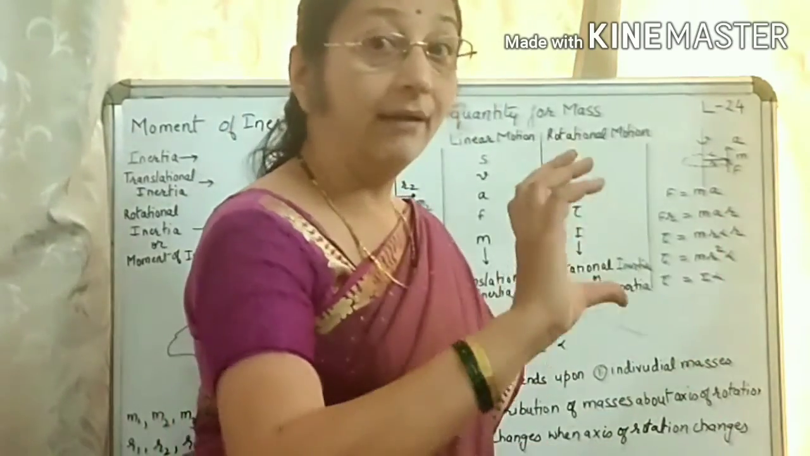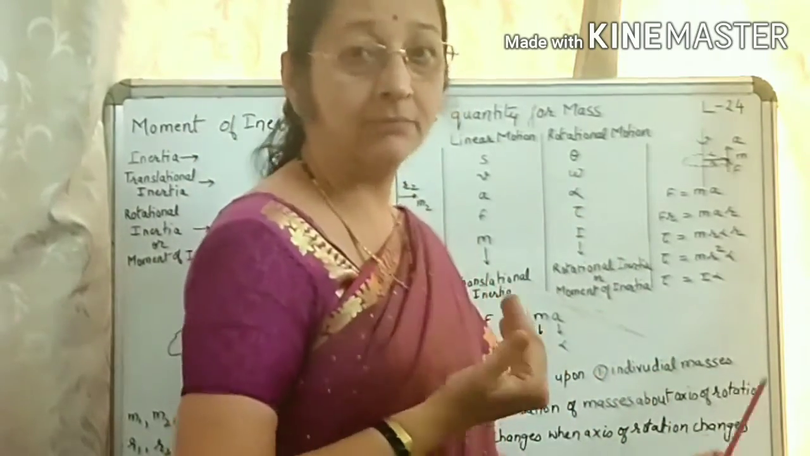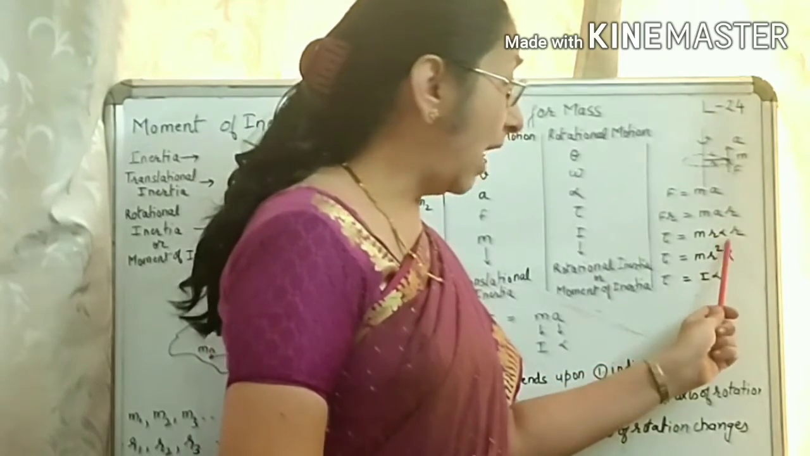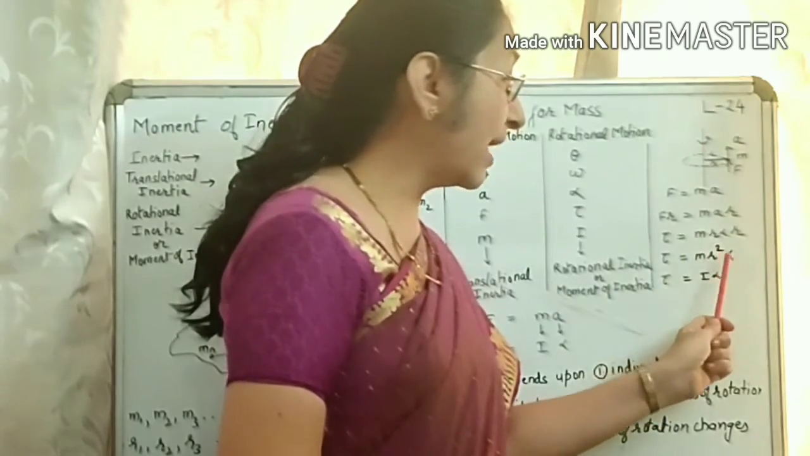So now how do I relate the linear acceleration and angular acceleration? आपण डिस्कस केलेलं आहे याच्या आधीच्या लेक्चर्स मध्ये. a equal to r alpha. So we write r alpha here and again r here. So tau, torque is equal to m r square alpha.